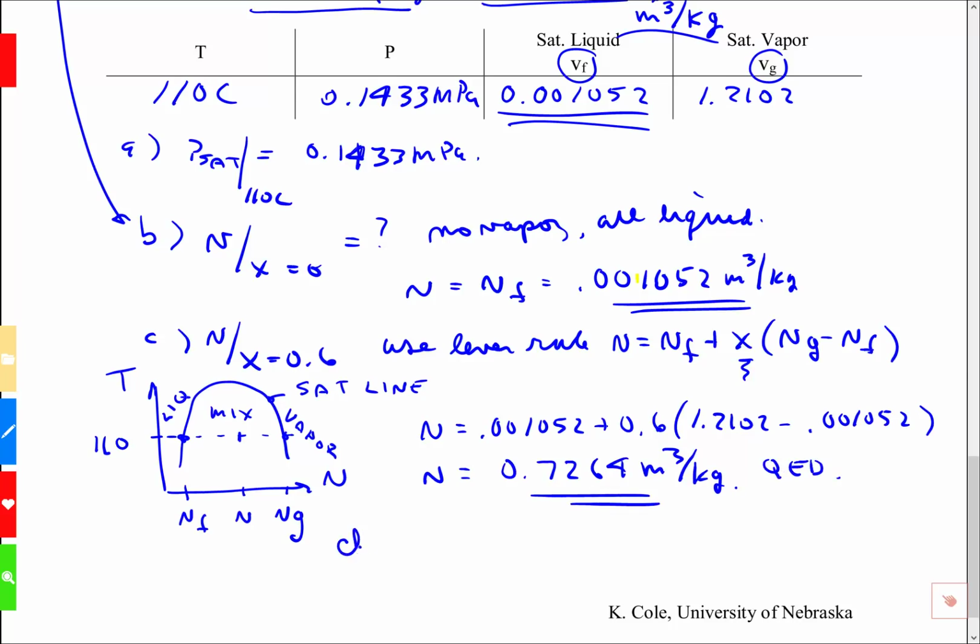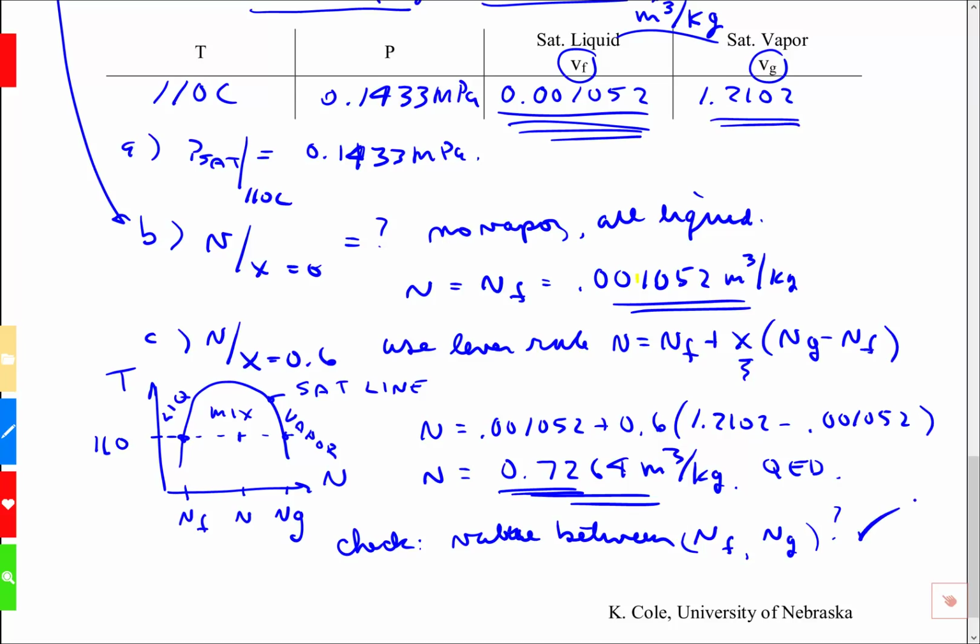Quick check. Is this value in between the limits V sub F and V sub G? It's got to fall in the mixture region. And yes, it is. So, 0.72 is above 0.001, and below 1.2. So that's a check there.